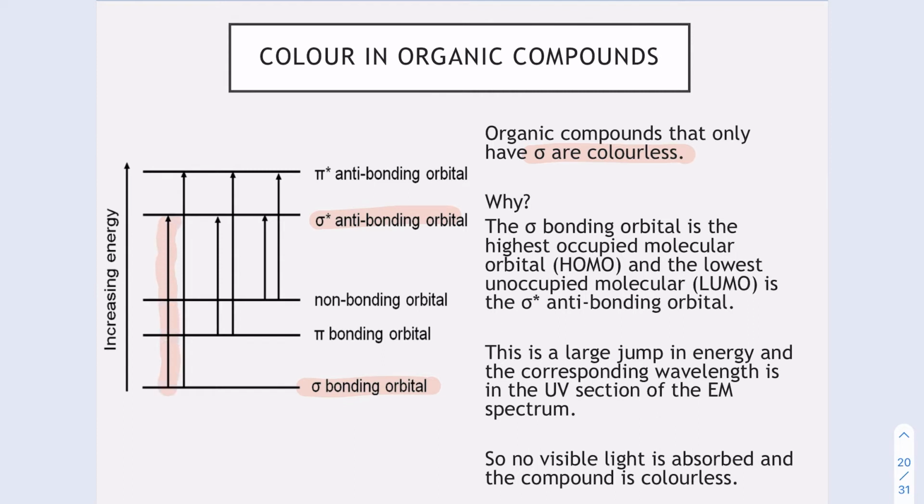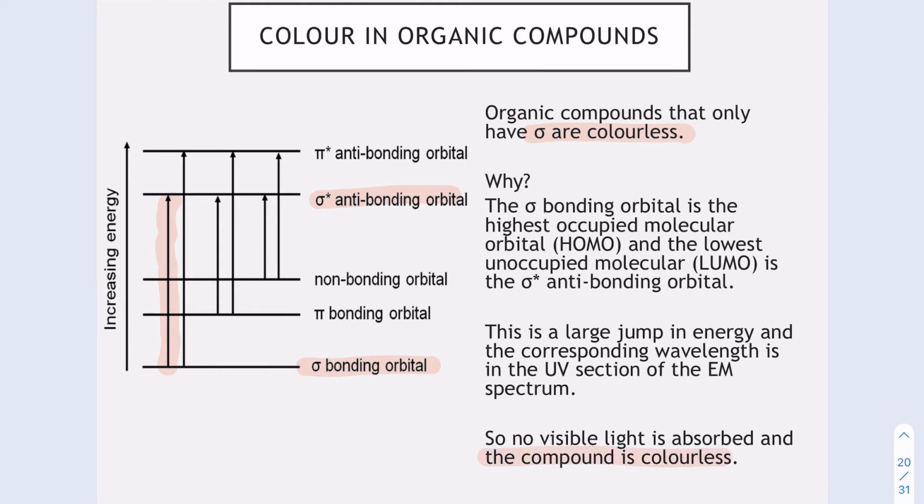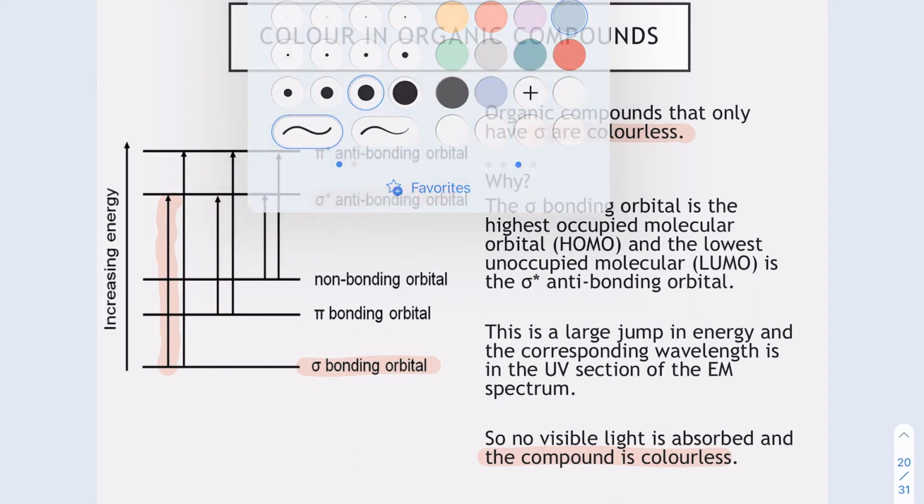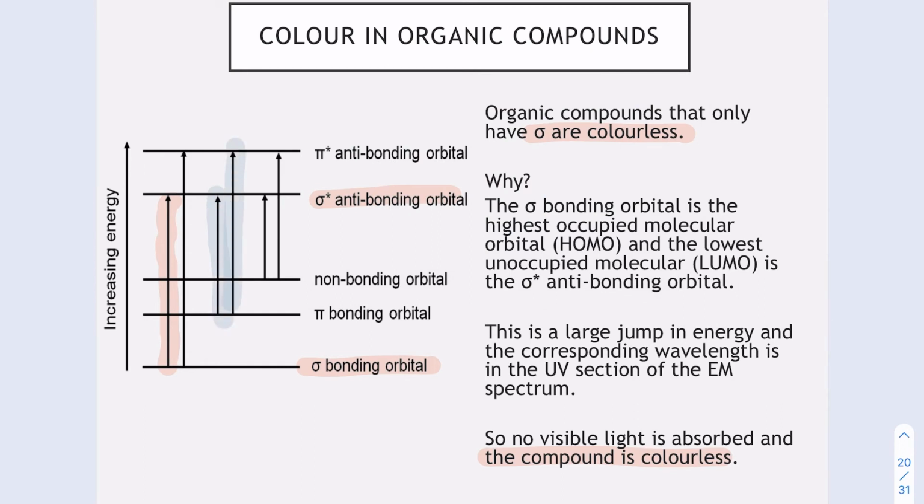Because it's such a large jump in energy, that energy corresponds to the UV section of the EM spectrum. You should know that UV light, we can't see it. So no visible light is absorbed, therefore your compound is colourless. However, if you've got pi bonds, you can have a look at the transitions here. Actually, I'll change colour so you can see it a bit more clearly. They are much smaller, therefore the energy will correspond to the visible part of the EM spectrum, which means that we will be able to see it.